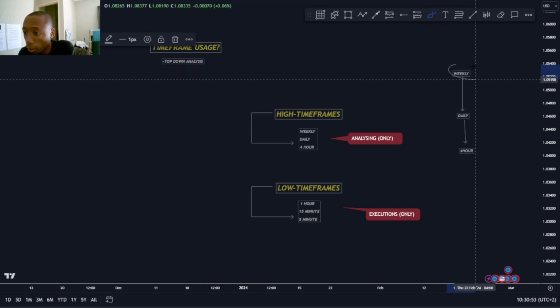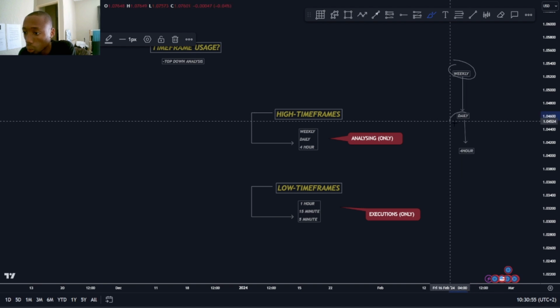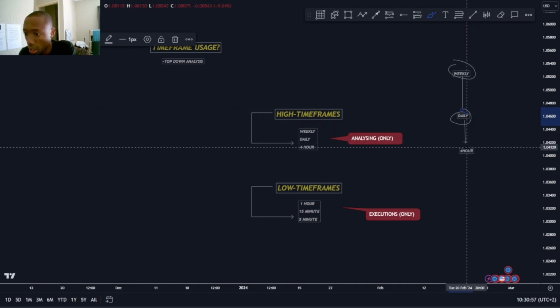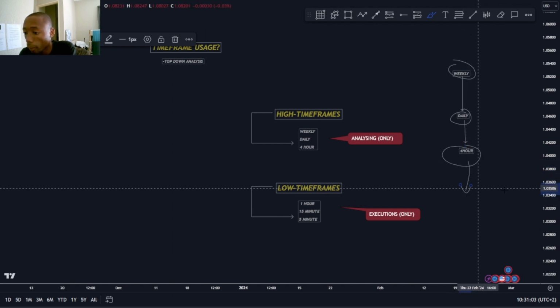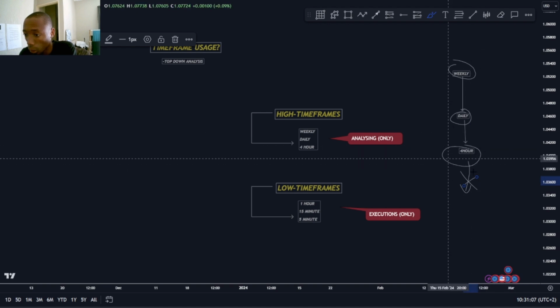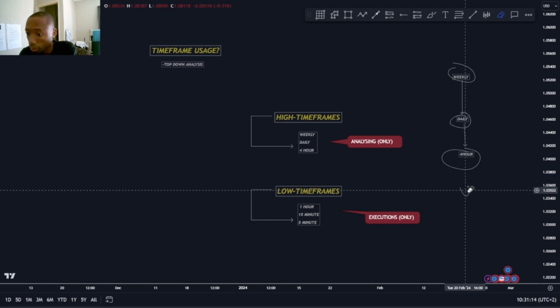So I go through the first door, okay, it makes sense. Go through the second door, okay, it makes sense. Go through the third door, okay, it makes sense. Then going to the fourth door, it doesn't make any sense. Then I won't go to the fourth door. I will only stay here until it makes sense. Then I'll further go to the lower time frames, which is my executional time frames, right?